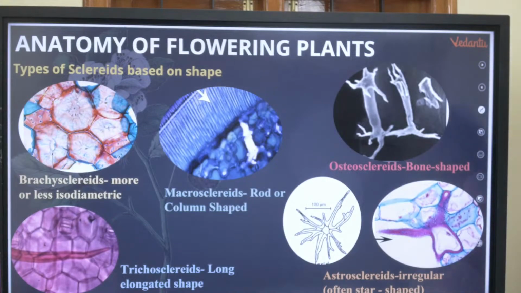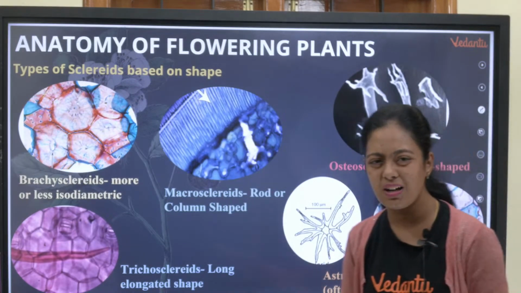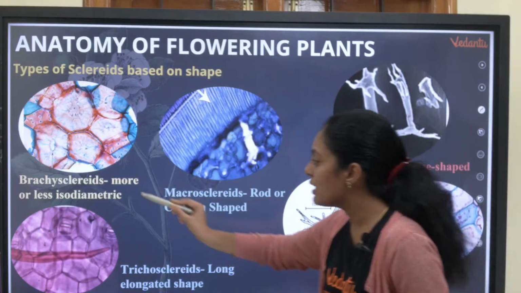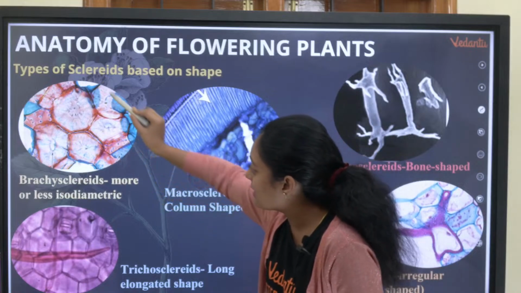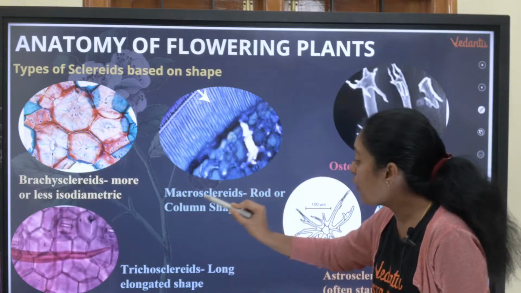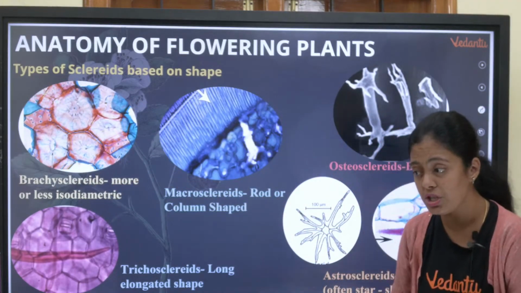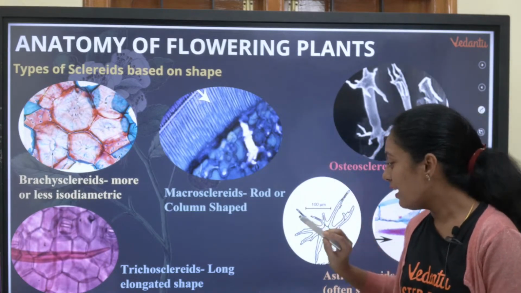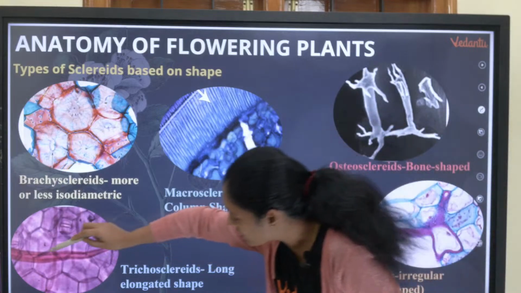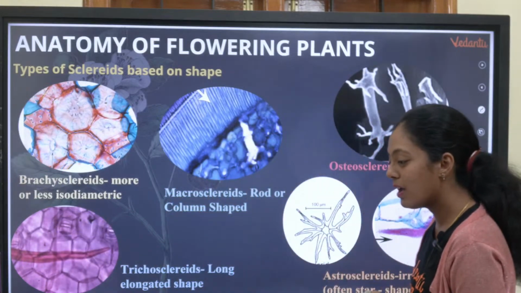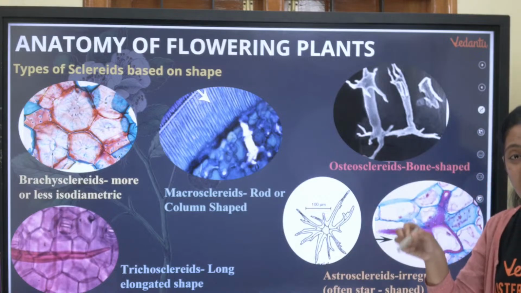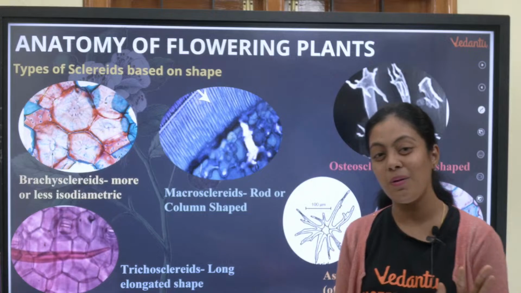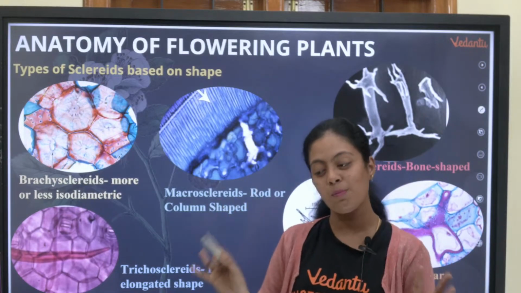Types of sclereids are not very important, as this is not in your textbook. Just understand it for general knowledge. You can see brachysclereids, which are more or less isodiametric, all alike. Then macrosclereids, rod or column shaped. Then osteosclereids, which look like bone. Trichosclereids look like hair-like structures. Then astrosclereids look like a star. This is not in your NCERT. Just remember that sclereids have many shapes.